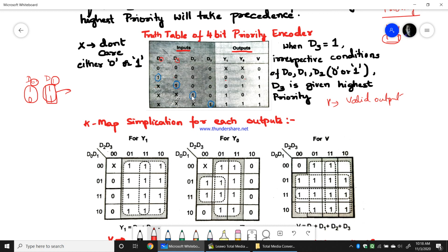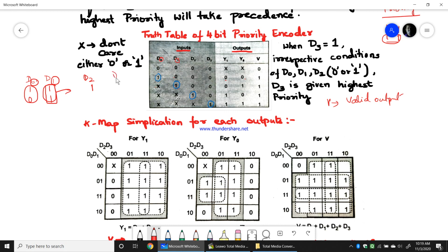Understood? Similarly, when D2 is 1, irrespective of the value of D0 and D1, because D0 and D1 have lower decimal values compared to 2, if D2 is high, the highest preference or priority will be given to D2. Therefore the output will be considered for D2, which is 1 0, and V equals 1.